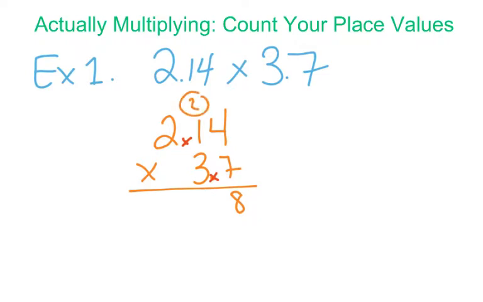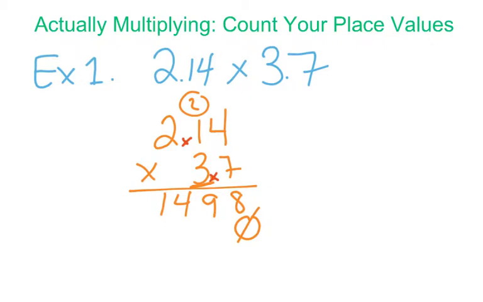7 times 1 is 7, plus 2 is 9. 7 times 2 is 14. I need to put a holder, like a place marker there, because I'm starting in my tens place with this 3. That 3 is really 30. So I want to make sure that my answers start in the tens place as well.